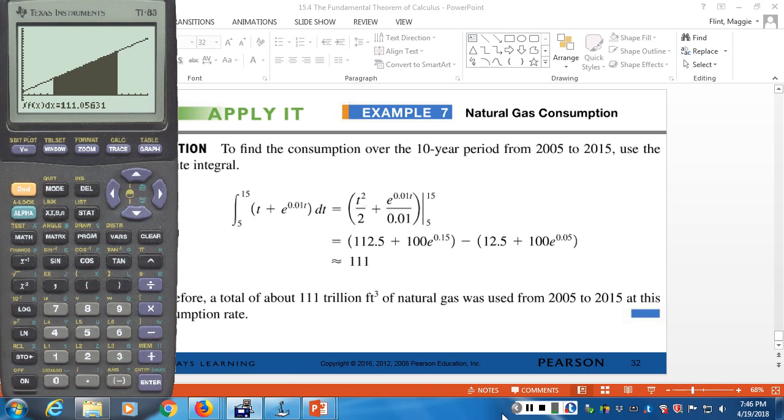So that finishes section 15.4. Does anybody have any questions, any thoughts before we take a break?